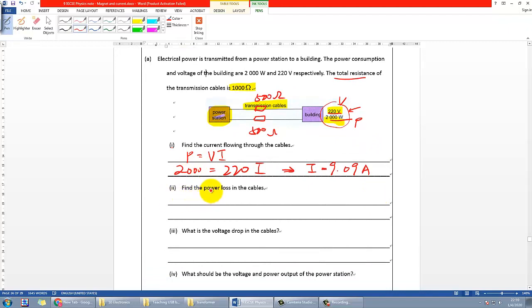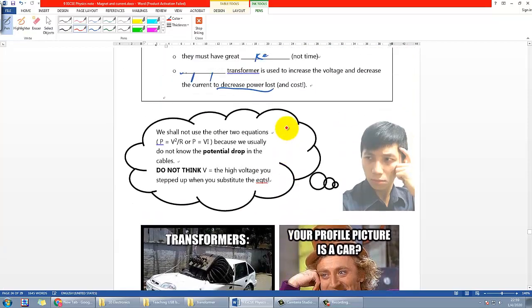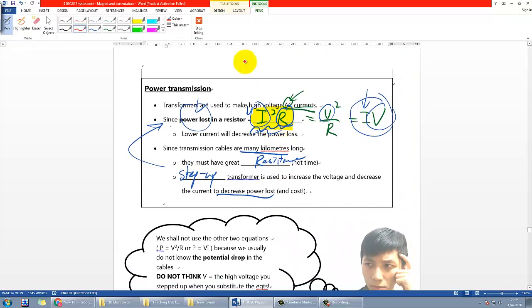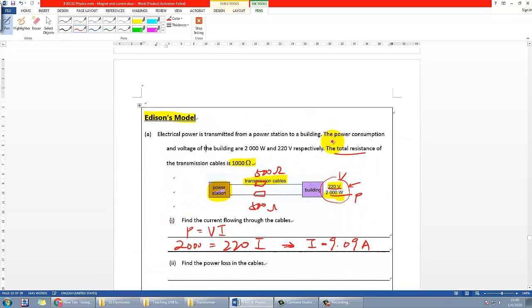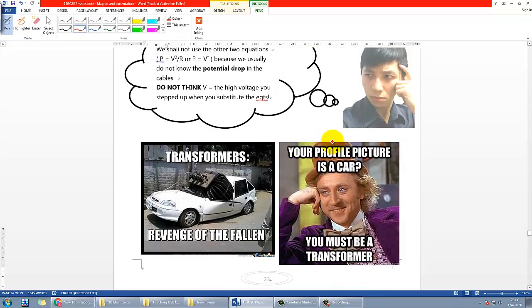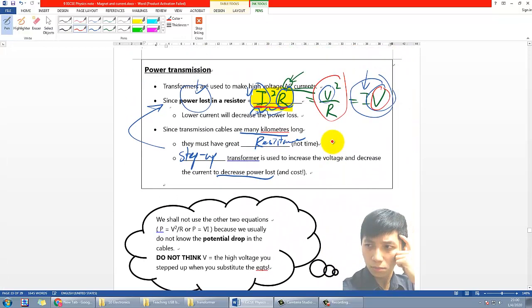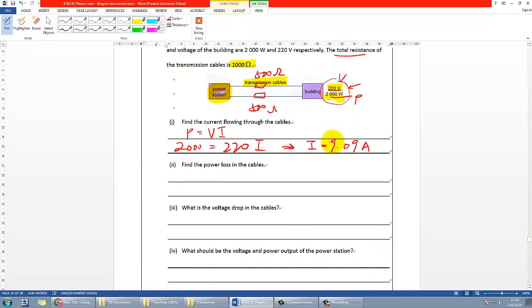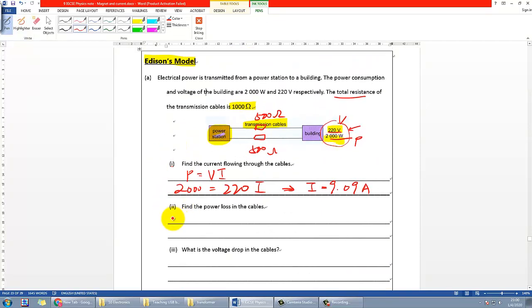Part 2 is asking you to calculate the power loss. If you remember in the previous video, we talked about when you calculate power loss, I would encourage you to better use I squared R instead of the other two. The thing is, once again, voltage here is referring to the potential drop, which you cannot tell easily from here. So it would be best if you could simply do I squared R here. So let's try to do it.